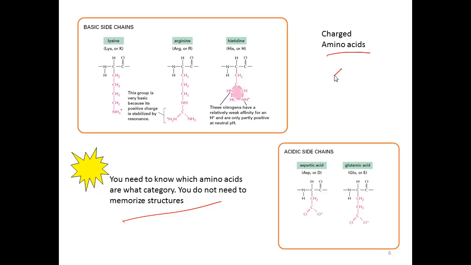Here are the 5 charged amino acids. There are 3 amino acids with positively charged R groups or side chains: lysine, arginine, and histidine. Histidine's side chain can be neutral or positively charged. And there are 2 acidic or negatively charged side chains: aspartic acid and glutamic acid.